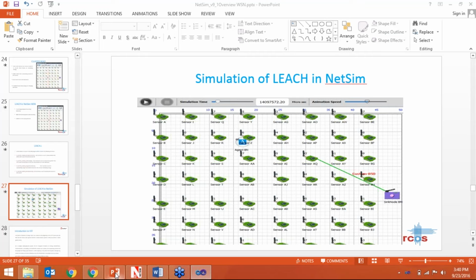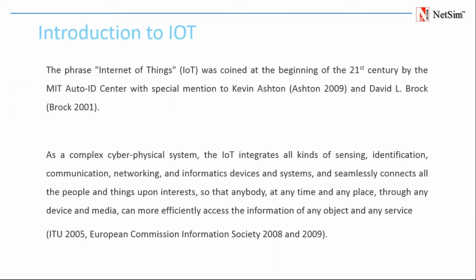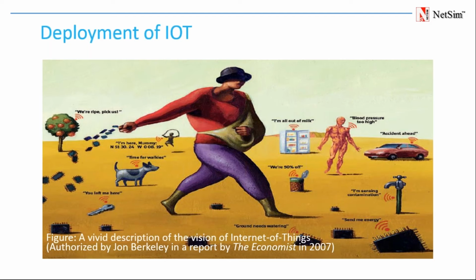Now we will go to the IoT part. So IoT is Internet of Things. That is the history given here. It integrates all kinds of sensing, identification, communication, networking, and informatic devices and systems that connect all the people and things upon interest. That can be easily understood by this slide. That is very common. Most of you have seen this.